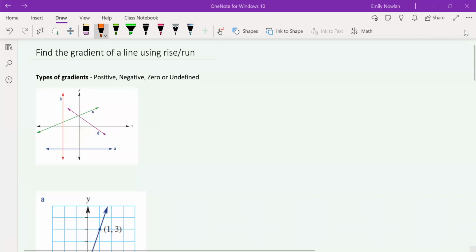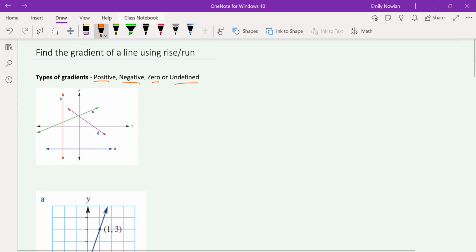Hello everyone, we're going to have a look at gradients. We're going to have a look at the different kinds of gradients you can get and then calculate the actual value of a gradient using rise over run. So this is using rise over run. So gradients are either positive, negative, zero, or undefined.